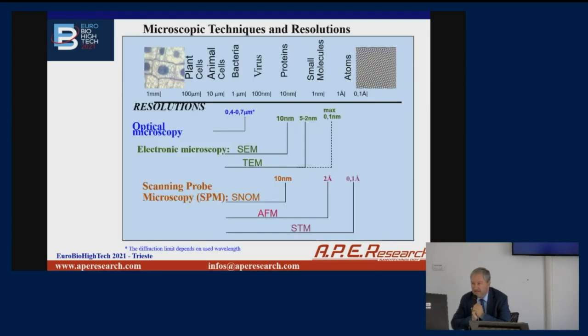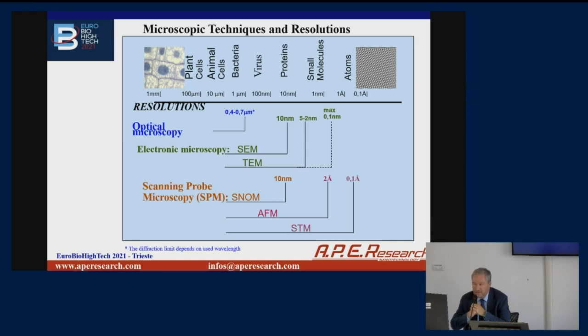Just to give you an idea what kind of resolution and type of instrumentation, I give you some examples. From the left we can see some plant cells that have some dimension that could be easily investigated by optical microscopy. Then if you go into the world of the nano, we can approach some bacteria, some virus, proteins, about 10 nanometers resolution, and we arrive also to atoms, from 1 angstrom to 0.1 angstrom.